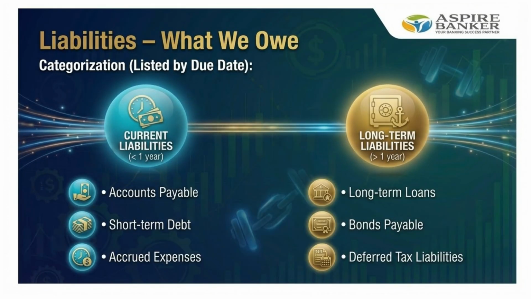Liabilities are what we owe, categorized by their due date. Current liabilities are due within 1 year, including accounts payable and short-term debt. Long-term liabilities, such as long-term loans and bonds payable, are due in more than 1 year.